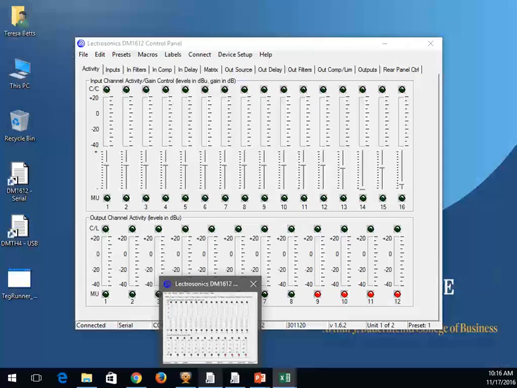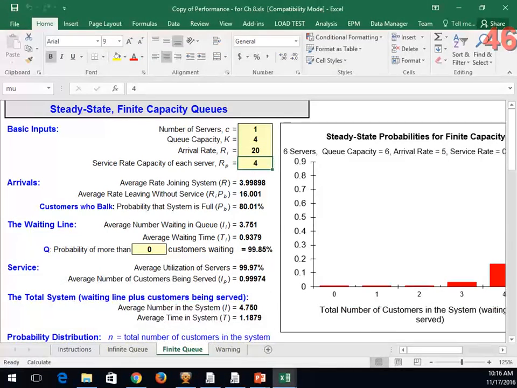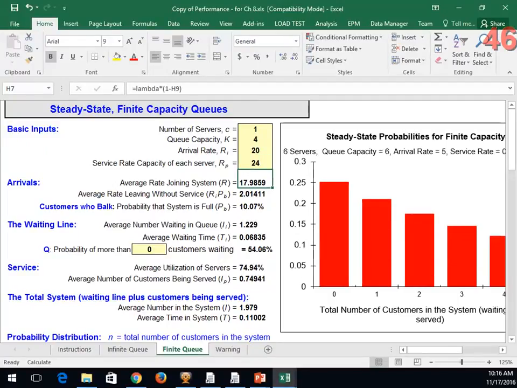And we calculated our arrival rate in the previous example, so I'm not going to walk through that again, and our processing rate in the previous example, so we said it was 24. Okay? So now we get, again, the information, the average rate joining the system, okay, and the average rate leaving the system without service, meaning that because of variability in the process, these people are not going to be served, okay, or because the system is full.